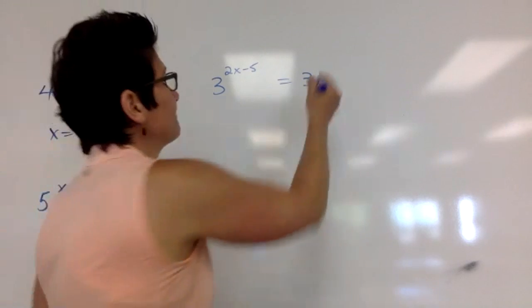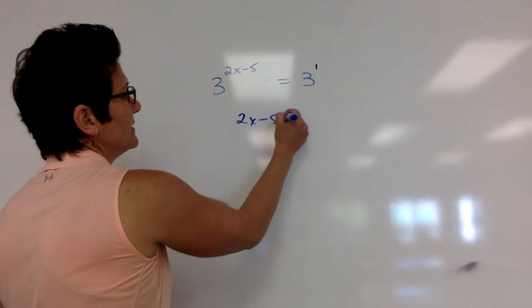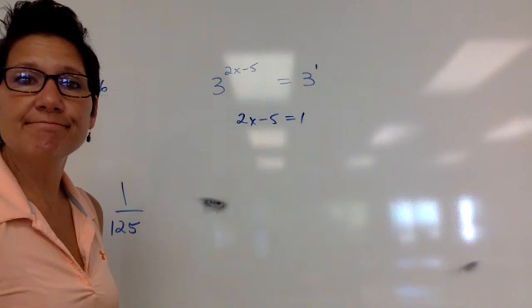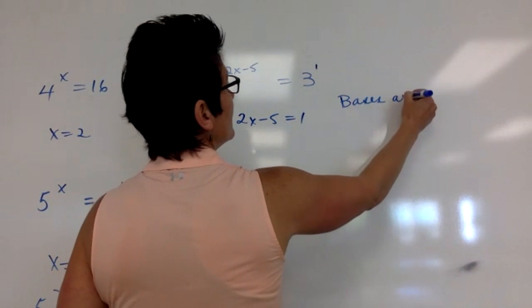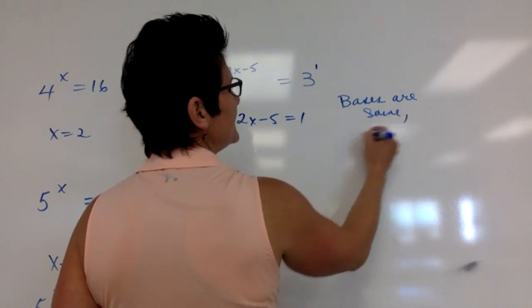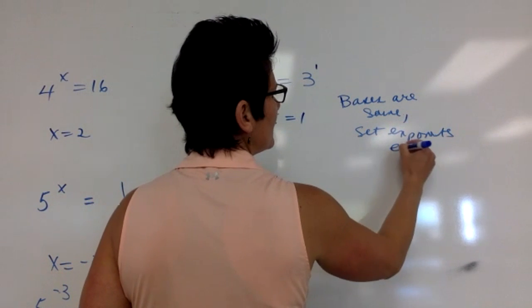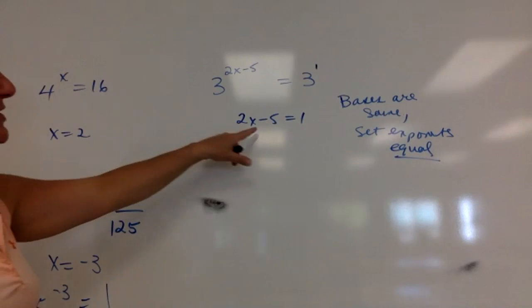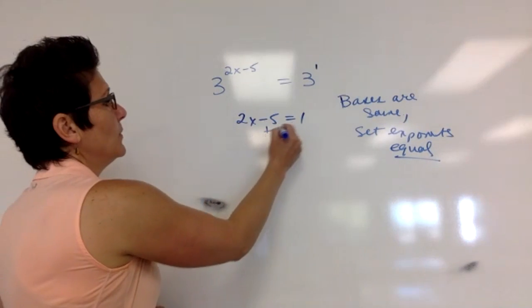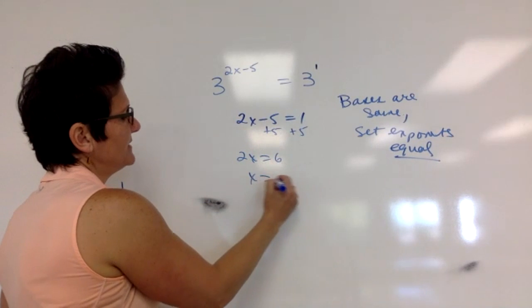1. When you have the same bases, you can just take the exponents and set them equal to each other. Doesn't that make sense? So again, we would add 5, and here x is equal to 6, and then x is equal to 3.